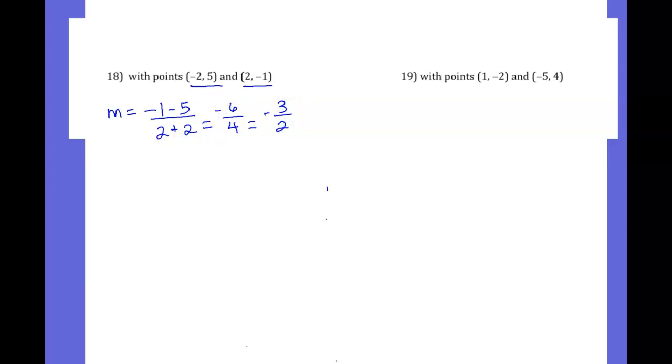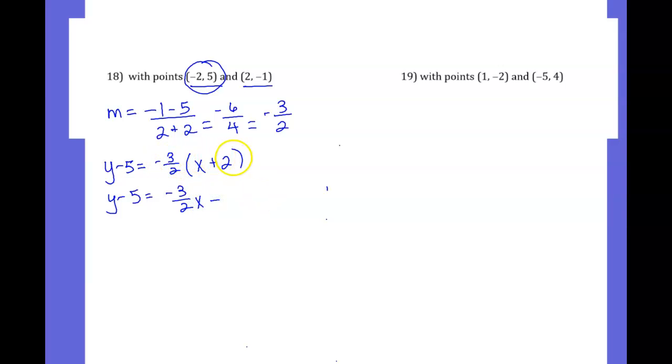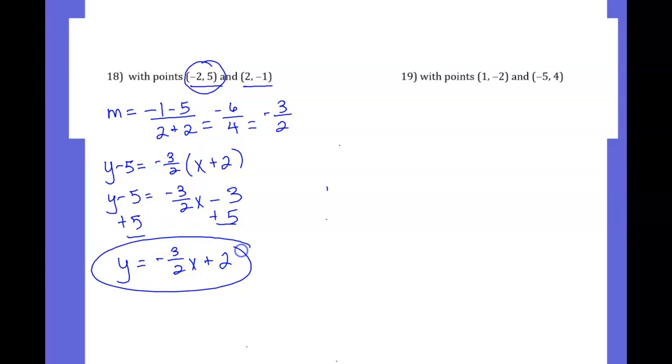At this point, you can pick either point. It doesn't matter which one. We put it into point-slope form: y minus 5 equals -3/2 times (x plus 2). And then we distribute it. You get -3/2 x minus, so 3 times 2 is 6, -6/2, which is -3. Then when I add 5 to both sides, we end up with y is equal to -3/2 x plus 2. Now watch what would have happened if I picked the other point.